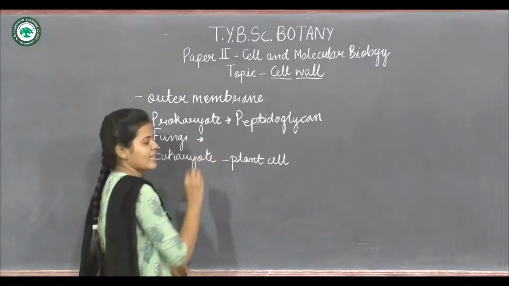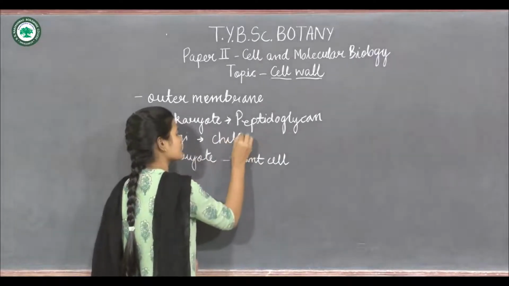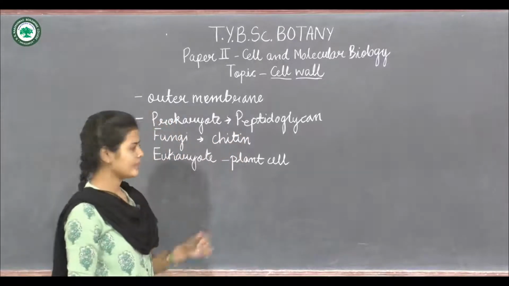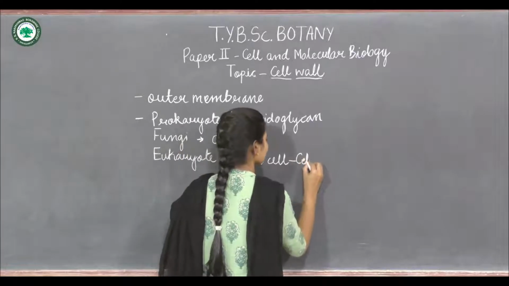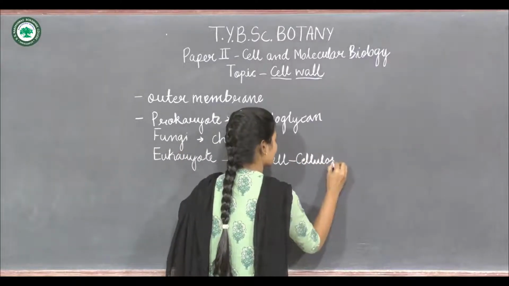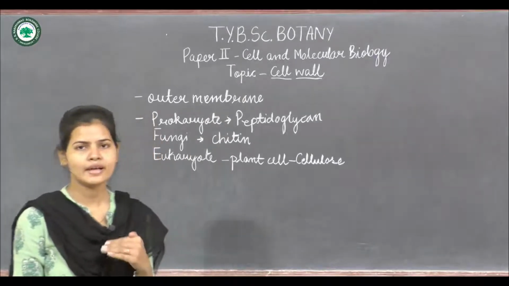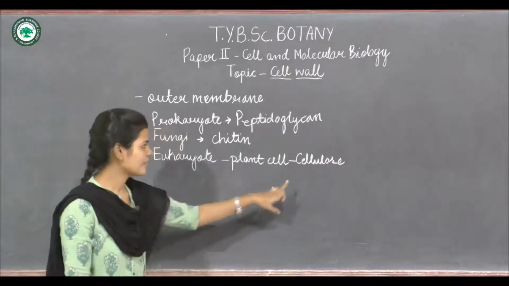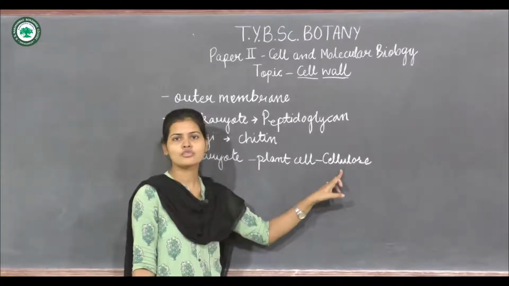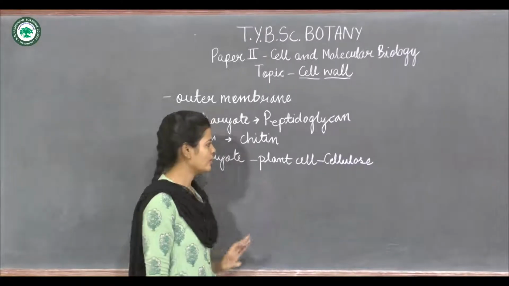In case of fungi, the cell wall is made up of chitin, and in case of the plant cell, it is made up of cellulose. Cellulose is the most abundant carbohydrate present on the living earth. So, it is very important and is also present in large amounts, or in abundance, on the earth.